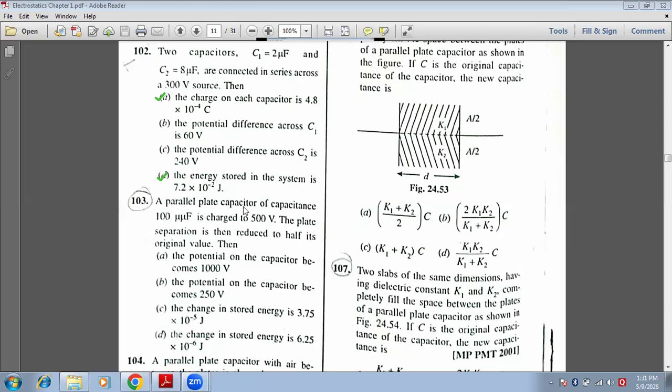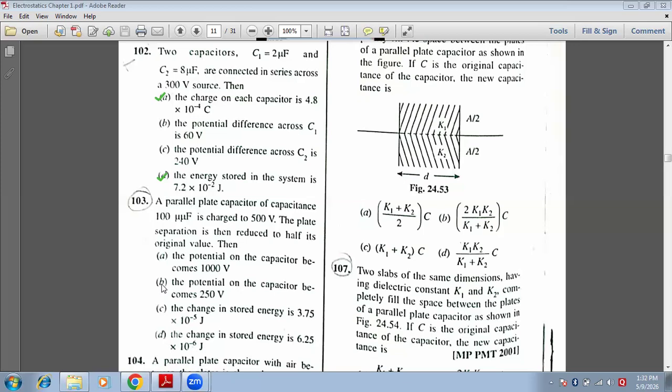A parallel plate capacitor of capacitance 100 microfarad is charged to 500 volt. The plate separation is then reduced to half its original value. Then option A, the potential on the capacitor becomes 1000 volt. Option B, the potential on the capacitor becomes 250 volt. Option C, the change in stored energy is 3.75 into 10 raised to the power minus 5 joules. Option D, the change in stored energy is 6.25 into 10 raised to the power minus 6 joule.